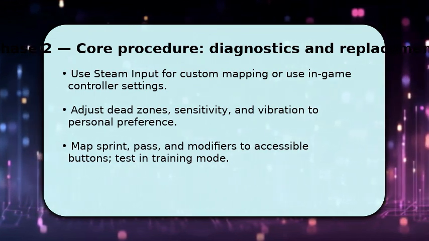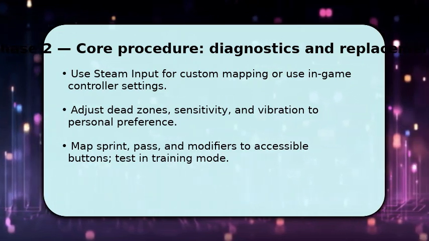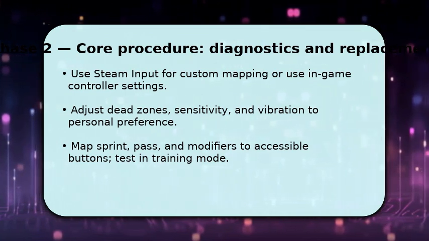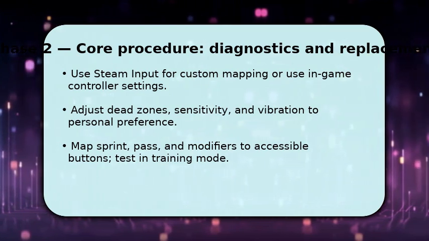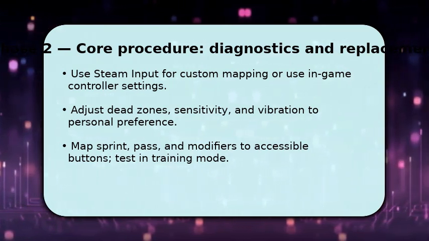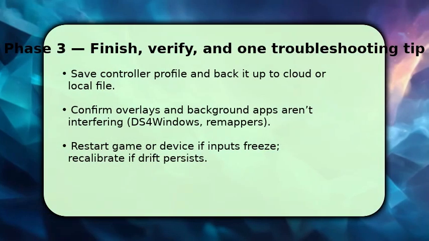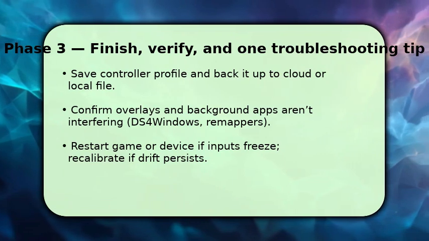Assign modifiers like hold sprint or second stick controls to buttons you can reach comfortably. Once configured, launch training mode. Test passing, shooting, and directional dribbling to verify mapping and sensitivity. If inputs feel off, tweak small increments and retest until responses are reliable and predictable. Save your final controller profile, name it clearly, and back it up so you don't lose hours of tuning.